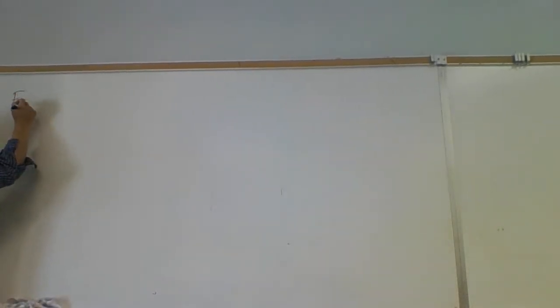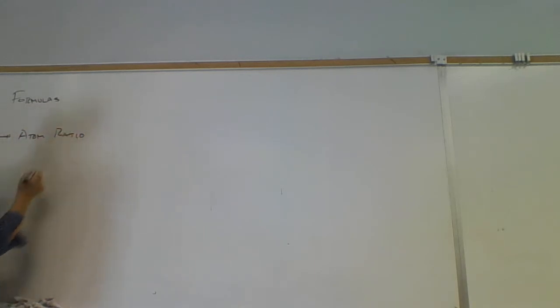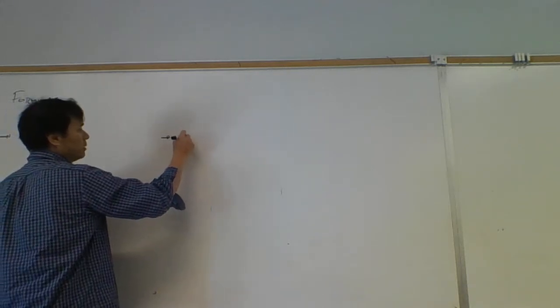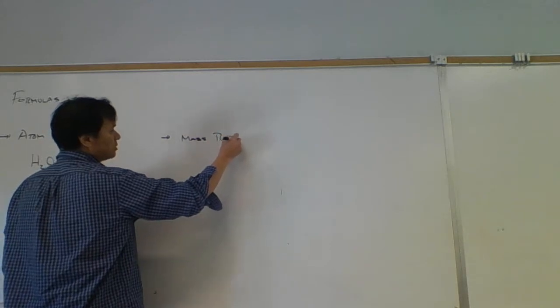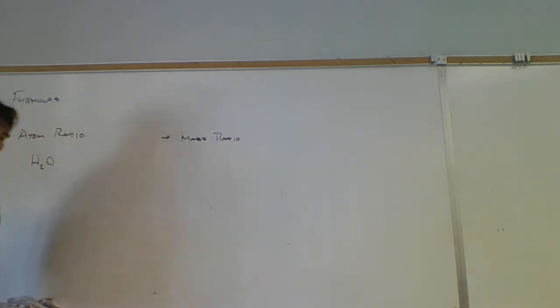So let's take a look at formulas first. When we look at a formula, it's an atom ratio. And this tells us the composition atom by atom. So when we look at water, we immediately recognize H2O. That's because it's 2 atoms of hydrogen for every atom of oxygen. But if we did a mass ratio, it would look quite a bit different. There are different mass ratios we could do. But let me tell you what one of them is. Mass ratio.